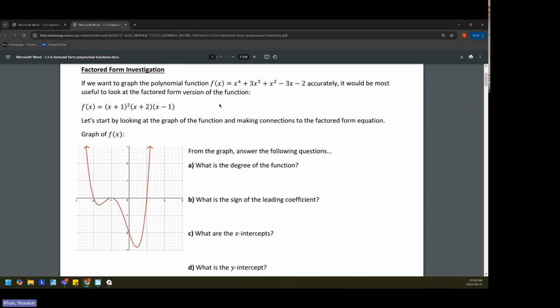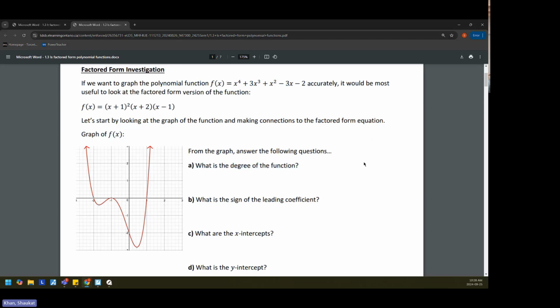Now, if it's given to you in factored form, which for now we're just going to assume it's giving it to us in factored form. So if the function is in this form here, let's start by looking at the graph. This is what the graph looks like. From the graph, let's answer some of the following questions.